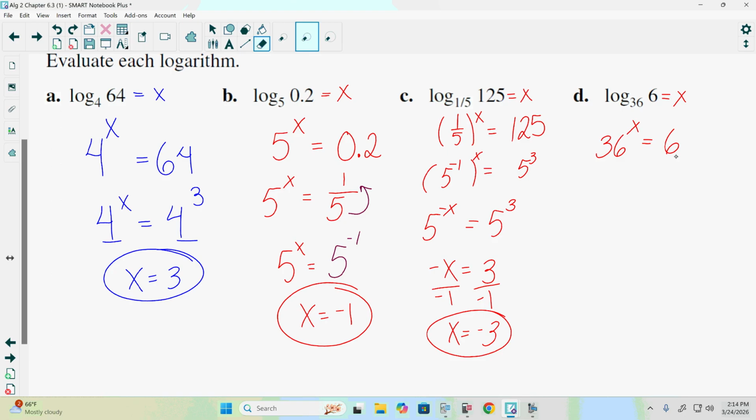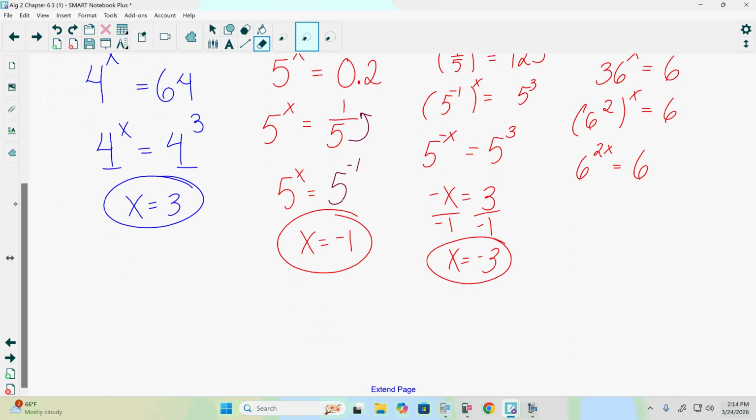Now, I know 36 is 6 to what power? It can be 2, because 6 times 6 is 36, yes? So really, what we can say is that 6 to the 2x is equal to 6. Are we comfortable saying this? Yeah, because 6 squared is 36. Powers of powers multiply. Now, it seems odd. Why are we going this route? Why is this where I want to be?